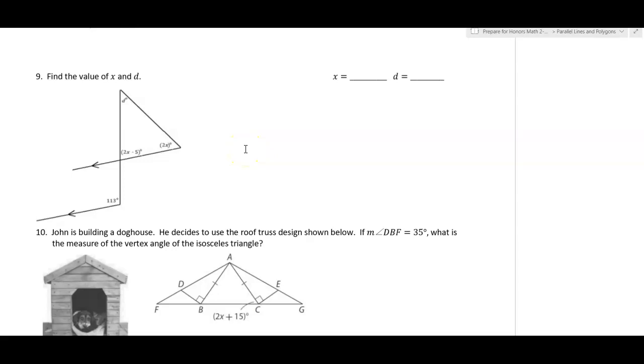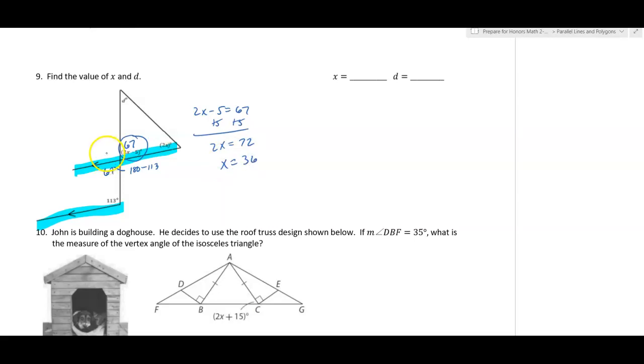Number 9. Notice here, right? If these lines are parallel, if this angle is 113, I know that this angle, these are same side interior angles. So 180 minus 113 is going to give you 67 degrees, which makes this 67 degrees. And I'm going to use this idea here to find x. I know 2x minus 5 has to equal 67 degrees. Add 5, 2x equals 72, x equals 36.